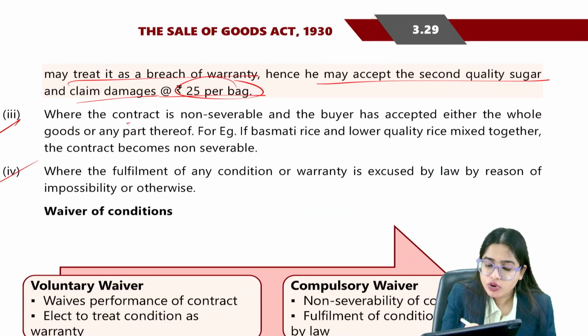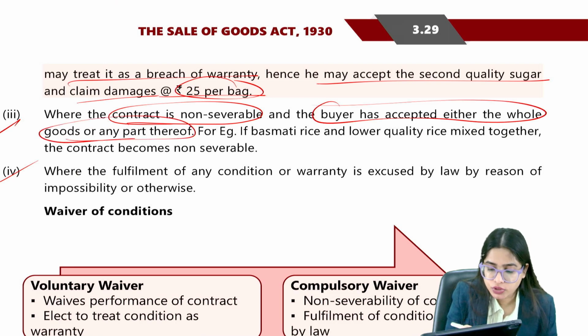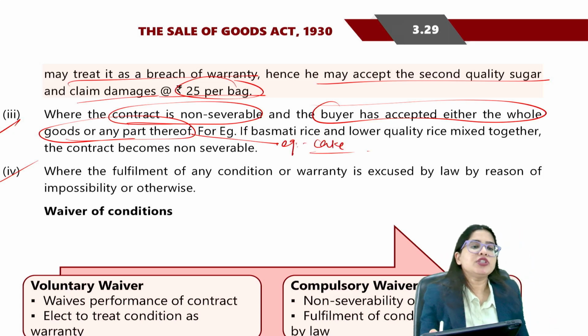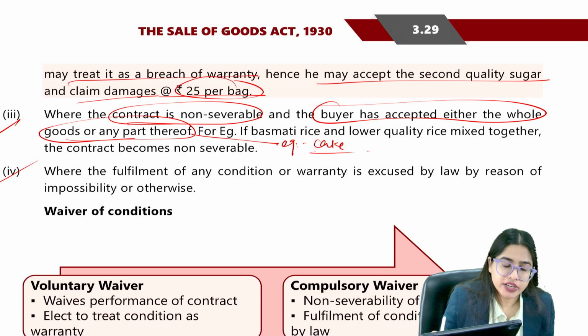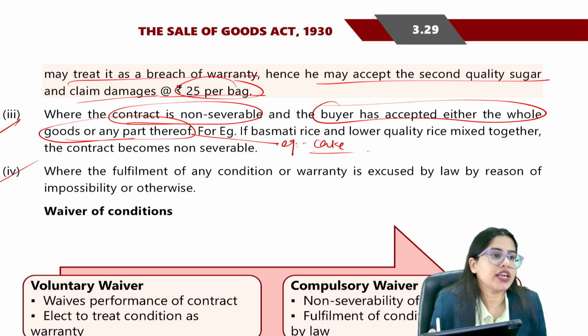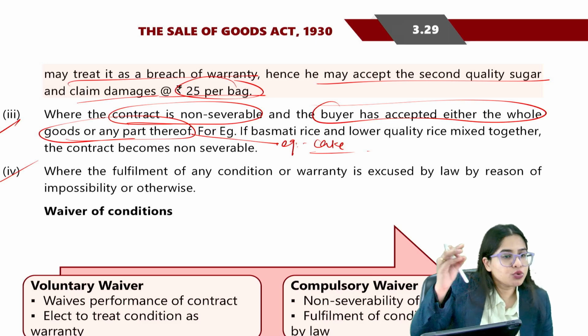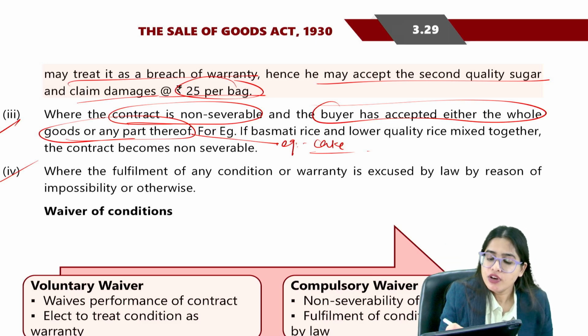Third case, where the contract is non-severable and the buyer has accepted either whole or part of the goods. Example, that cake example, remember the cake example I gave you? In that case also, breach of condition will be treated as breach of warranty. Why? Because you cannot return the cake, you cannot cancel the contract because two pieces of cake you have already eaten.